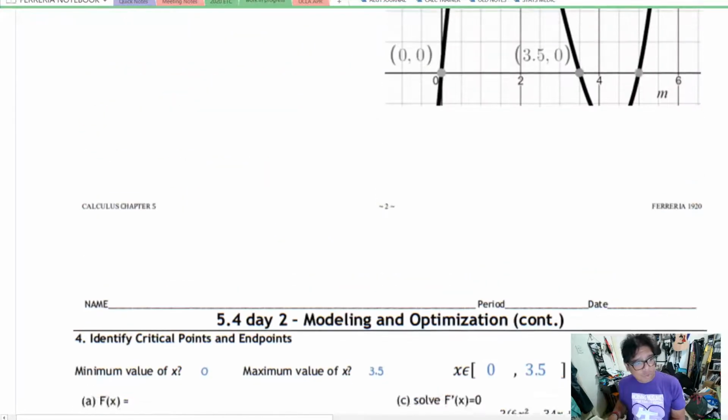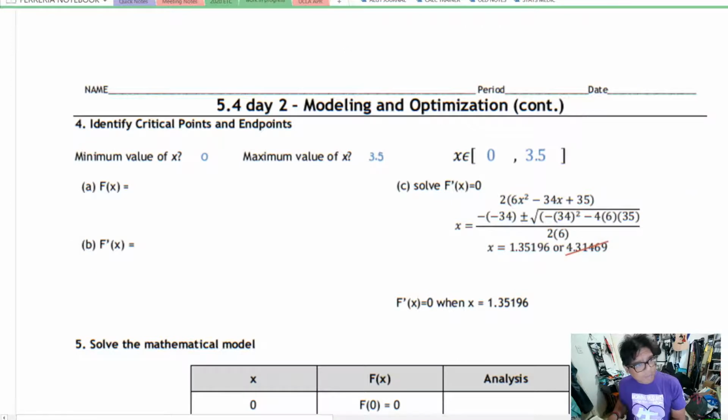So let's scroll and see what we got here. The minimum value of x, we talked about that. That's 0. The maximum value of x, we talked about that. That's 3.5. And then the domain for x, we haven't talked about that explicitly, but if we know the minimum and maximum value of x, we should also know that x must be between the minimum and maximum. So x should be between 0 and 3.5.